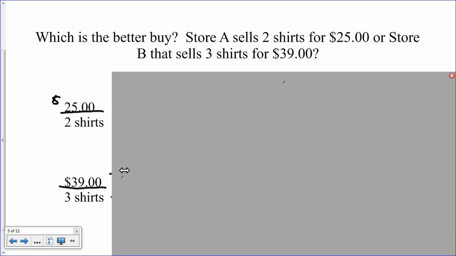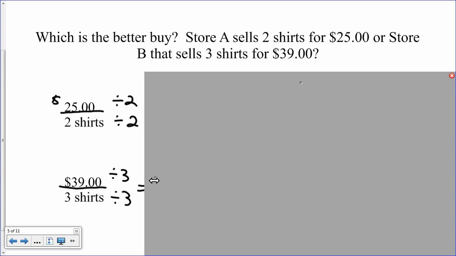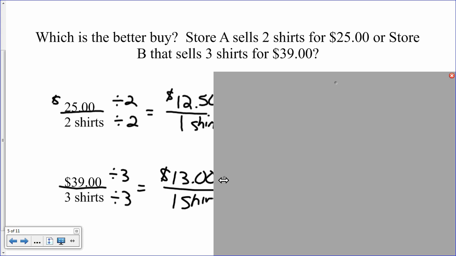In order to do that, we're going to set up a ratio, a rate, because it's dollars to shirts. And we have Store A that sells them for $25 for 2 shirts, and Store B that sells for $39 for 3 shirts. In order to find the unit rate, we need to get the denominators to 1. So on our top one, we need to divide the top and the bottom by 2. And on the bottom, we need to divide top and bottom by 3. We then end up with $12.50 per 1 shirt and $13 for 1 shirt.